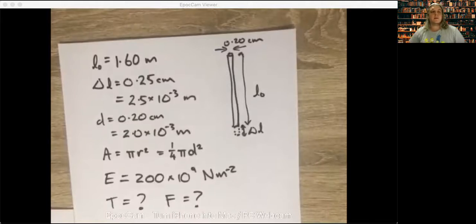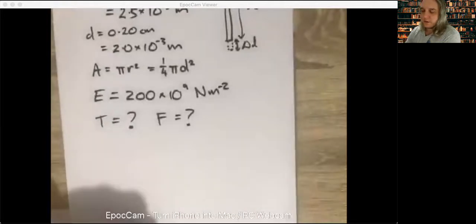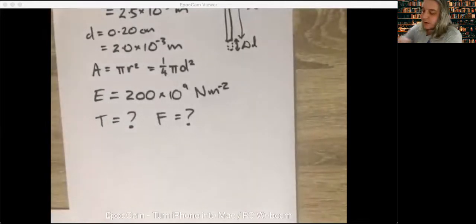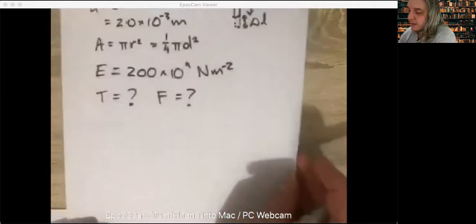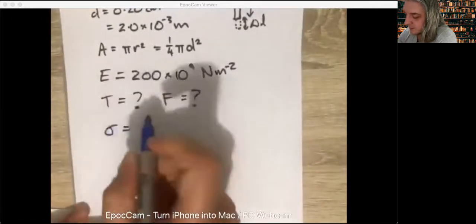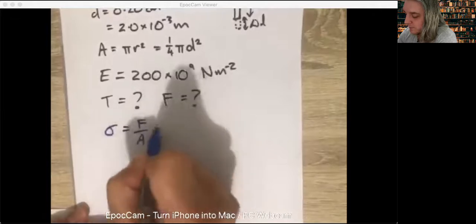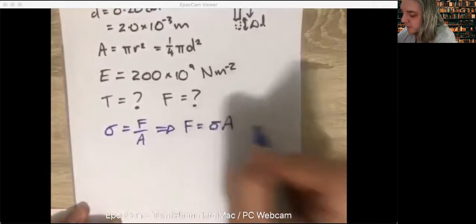Now we just have to rearrange all our equations that we already know to try and figure out what our answer is going to be. So as usual, the way I tend to approach these is I write down the equation I have that gives me the thing I want. So we know that stress is equal to force over area. So that means that my force is going to be stress times area.